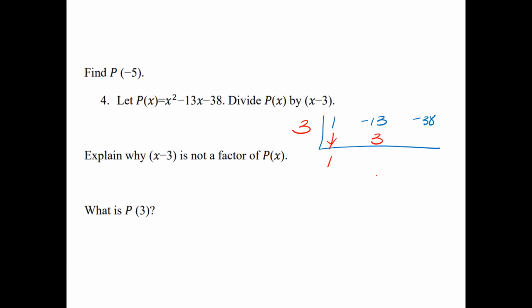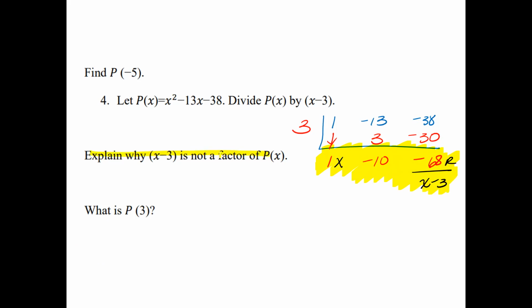1 times 3 is a 3. Add them together is a -10. 3 times -10 is a -30. And if I subtract it, I have a -68. So my answer here is 1x minus 10 plus -68, but that's your remainder, over x minus 3. Make sure you copy this part down, okay?